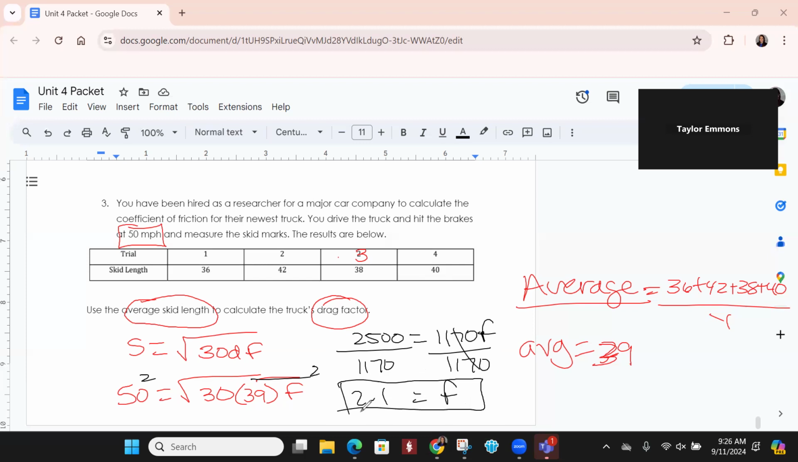Again, if you're not about solving it by hand, yes, you can use Desmos. Make sure that you put X instead of F. If you want to check that, you can type in 50 equals the square root of 30 times 39 times X into Desmos and see that it crosses at 2.1.